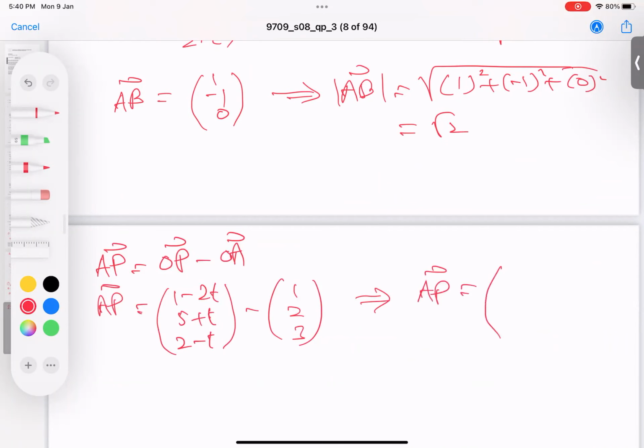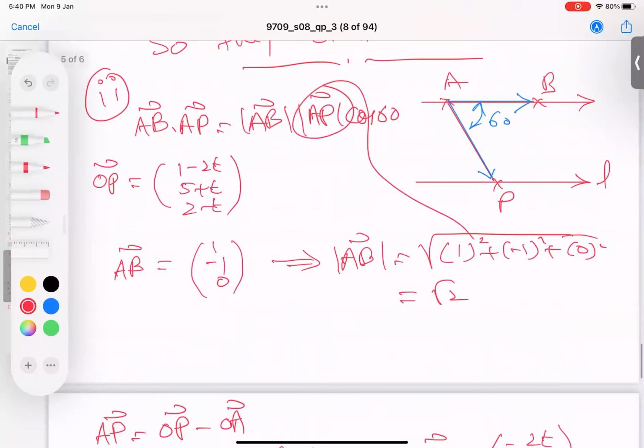AP vector. So this minus this. 1 minus 1 becomes 0. I get negative 2t only. Okay, 5t minus 2 and 5 minus 2 will give you 3. So 3 plus t. And now 2 minus 3, I get a negative 1 and negative t. So I think, okay. But according to plan, I need a modulus of AP also.